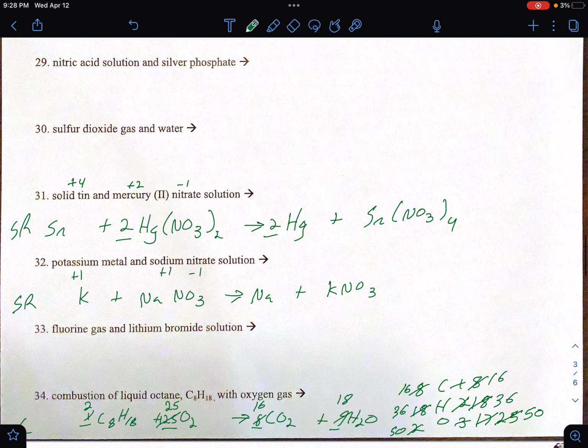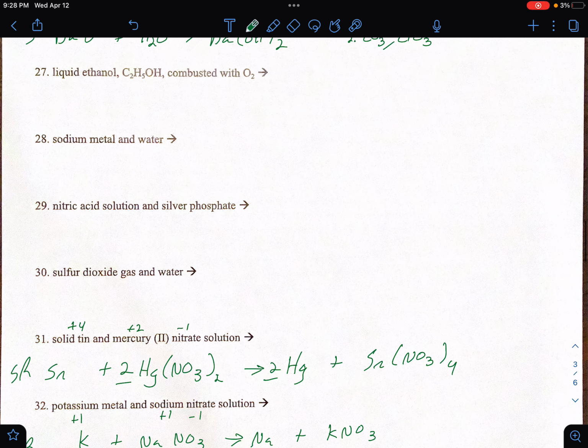Hopefully those examples kind of helped you out a little bit. I know I didn't cover all of them, but I tried to cover all the possible types of problems. So let us know if you have any questions.